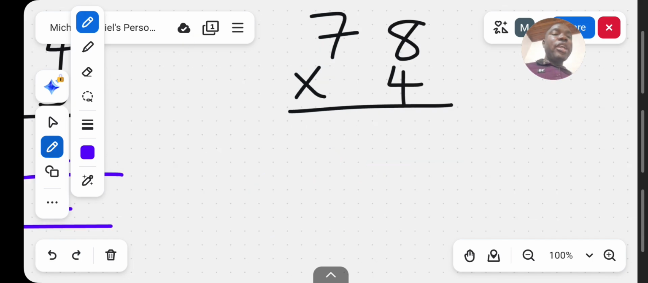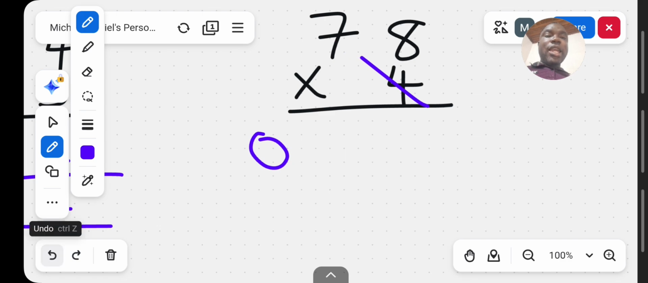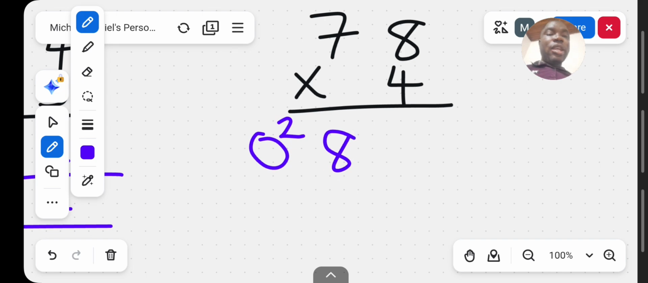Okay, here we have 78 times 4. So remember, we start with a 0 outside here. Now we go 7 times 4. Now, 7 times 4 is 28. So how do we write 28? We put the 2 on the 0 here and 8 down here. So that's 28.